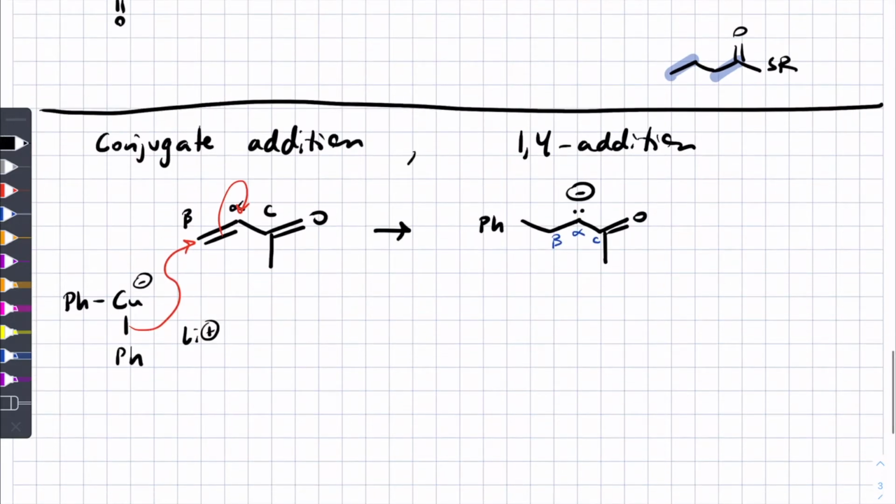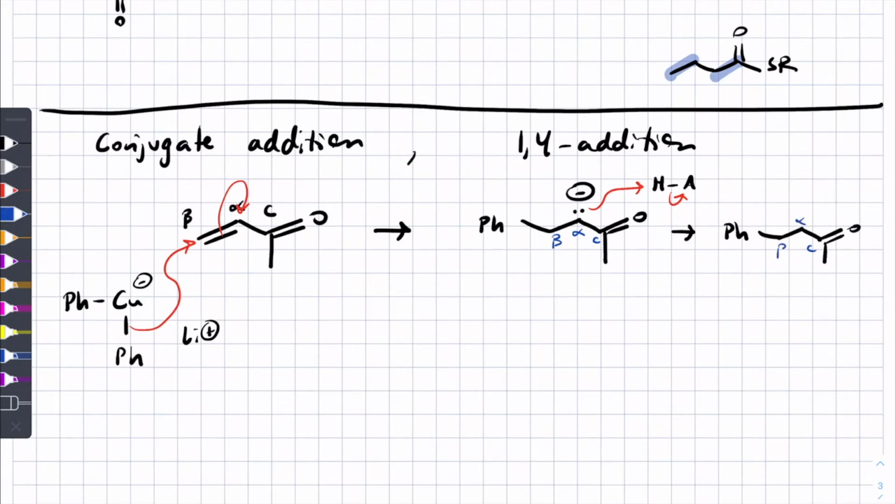And then, in aqueous workup, we pick up a proton from some source, probably water, and that gives us the product where we have added a nucleophile to the beta carbon.